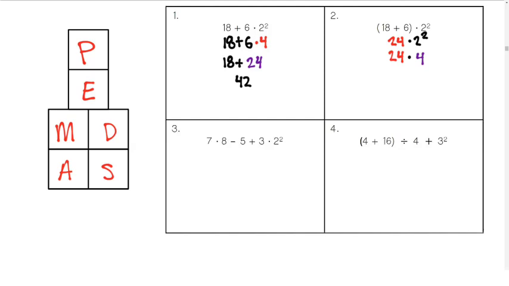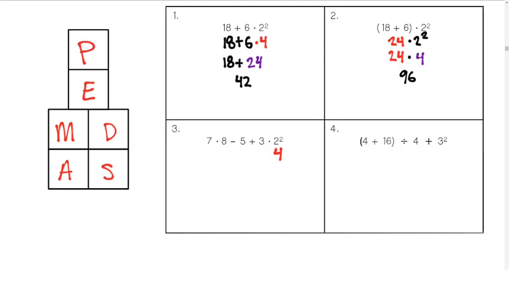And my final step there would be to multiply 4 times 24, which would give me 96. Number 3. If I look at this one, there are no parentheses, so I don't need to worry about parentheses. And if I go through it again, there is one set of exponents. So my first step would be to square the 2, and that would give me 4.